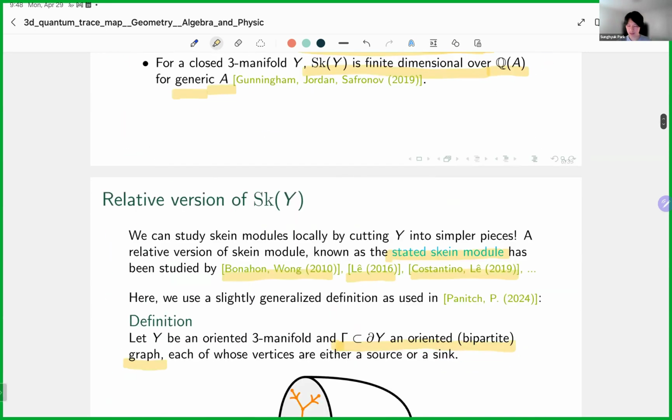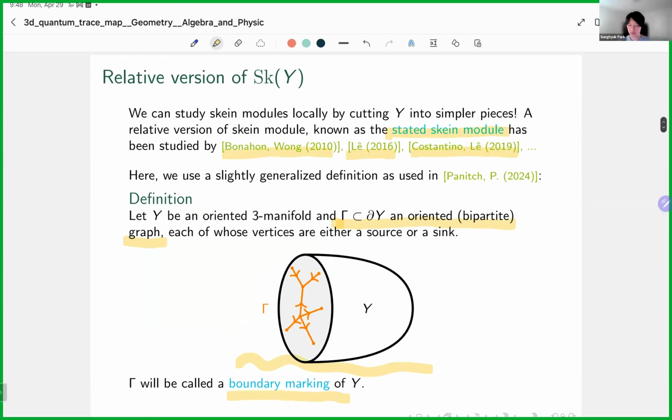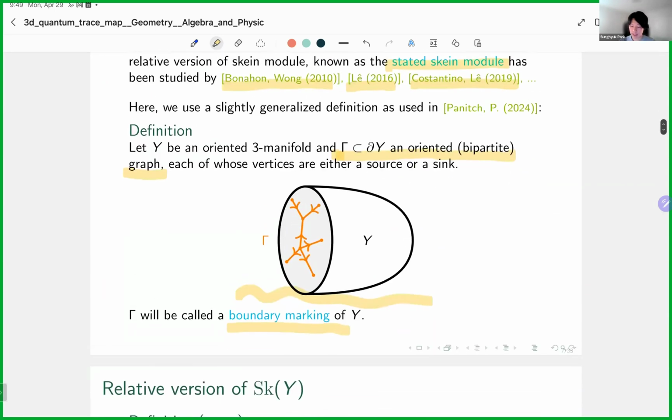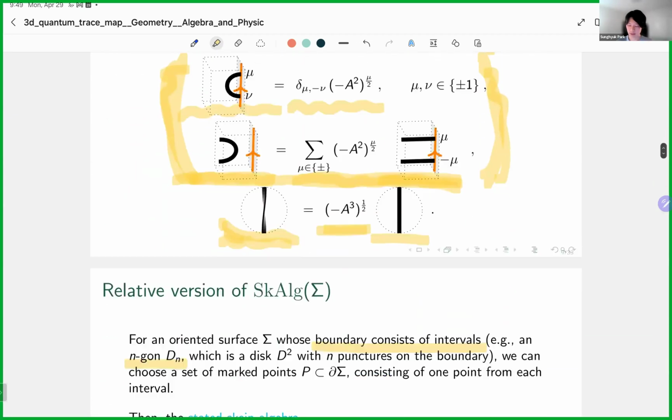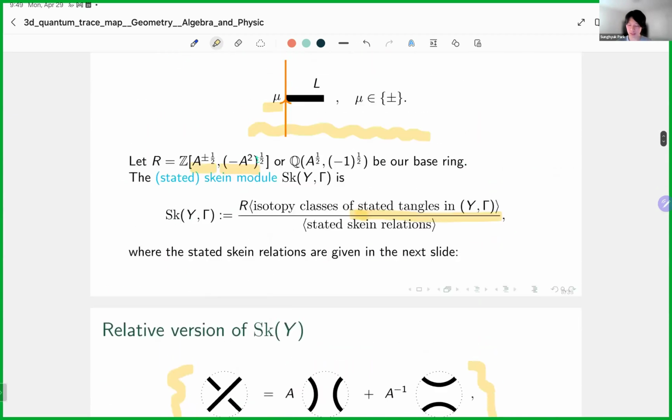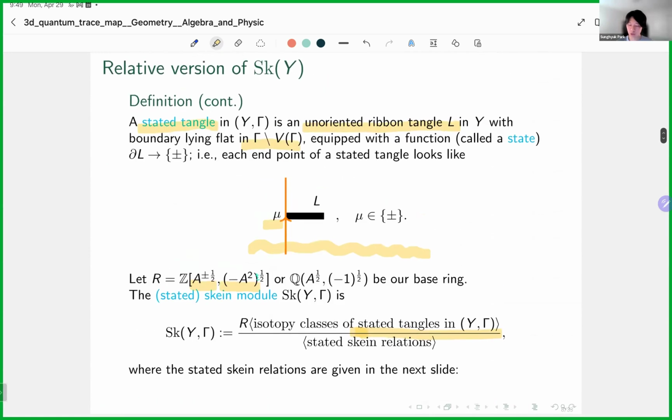And that's why these people have introduced this notion of stated skein module, which is a version of skein module relative to the boundary, spanned by tangles, or more precisely, stated tangles. It's spanned by tangles, but its endpoints also carry a state, which is an assignment of a sign, either plus or minus, to the endpoints. So in this talk, unless otherwise stated, I'm only going to be talking about the stated skein modules and algebras. Okay, thank you.